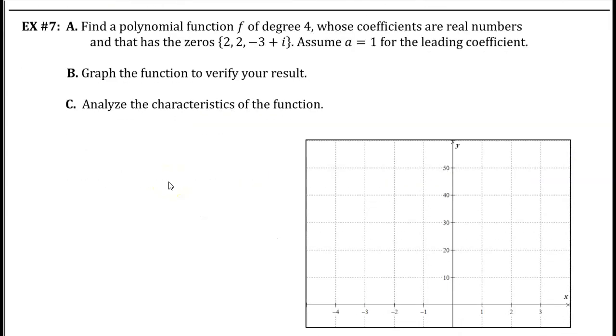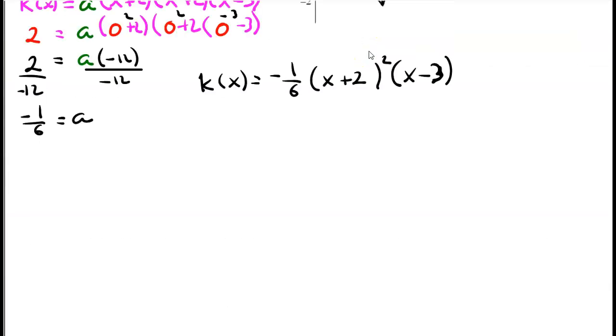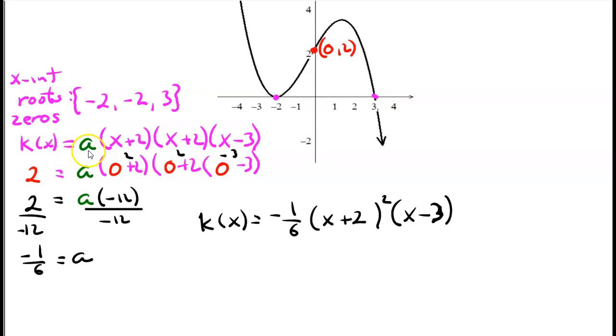Let's move down here. So we have: find a polynomial function of degree 4 whose coefficients are real numbers and have zeros of 2, 2, negative 3 plus i, and assume a is 1. So what they're doing over here that we did earlier, this a value, we don't have to worry about doing it. We're just going to assume that it equals 1, so this last part is not going to be needed. So they're saving us a little bit of work here. We just have to do this part where we put the roots in here, multiply it all together, and then we'll be done.